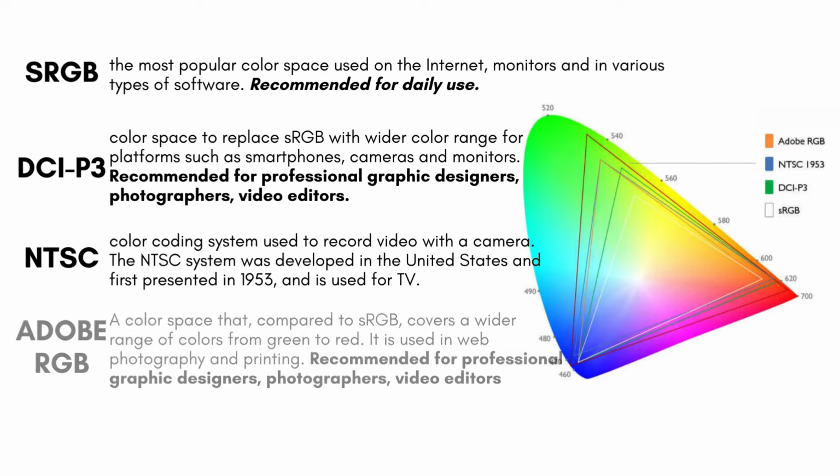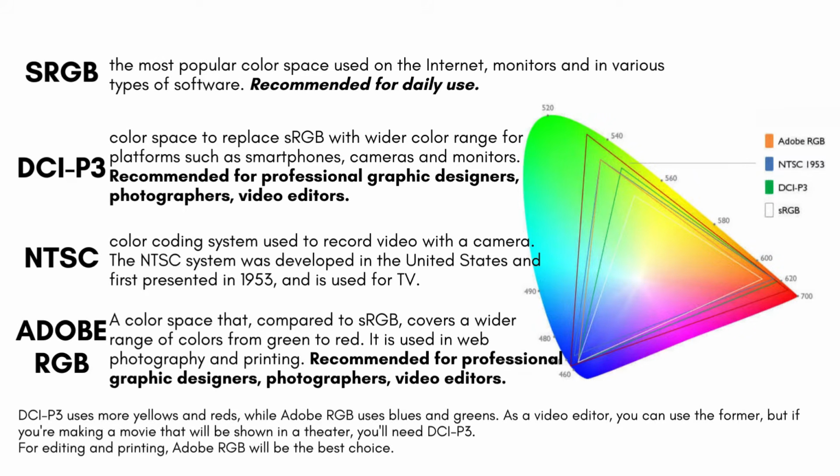Adobe RGB is a color space that, compared to sRGB, covers a wider range of colors from green to red. It is used in web photography and printing. It's recommended for professional graphic designers, photographers and video editors, as well as DCI-P3. DCI-P3 uses more yellows and reds, while Adobe RGB uses blues and greens.